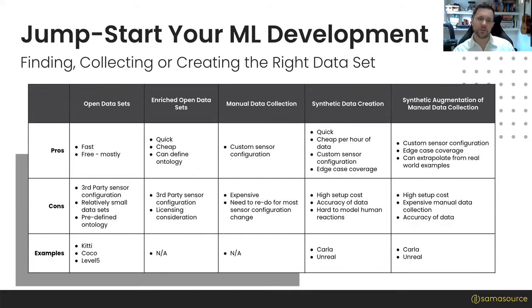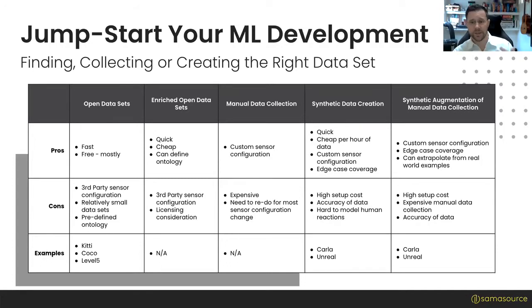Next is this concept of enriched open data sets. This is where you might take an open data set that already exists and have it further annotated, or annotated again, to match your ontology. Data collection is actually quite expensive, but you could take an open data set and then have it relabeled or re-annotated. This is relatively quick. It's relatively cheap. You can define the ontology and the labeling annotation instructions.